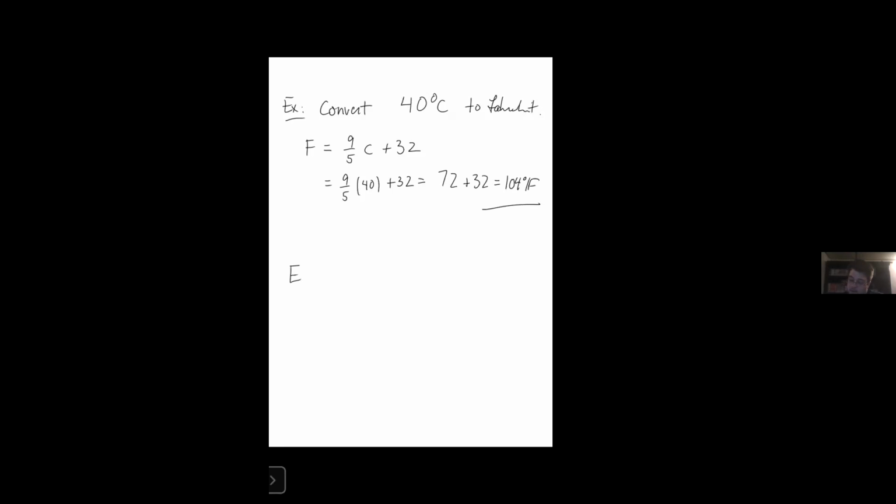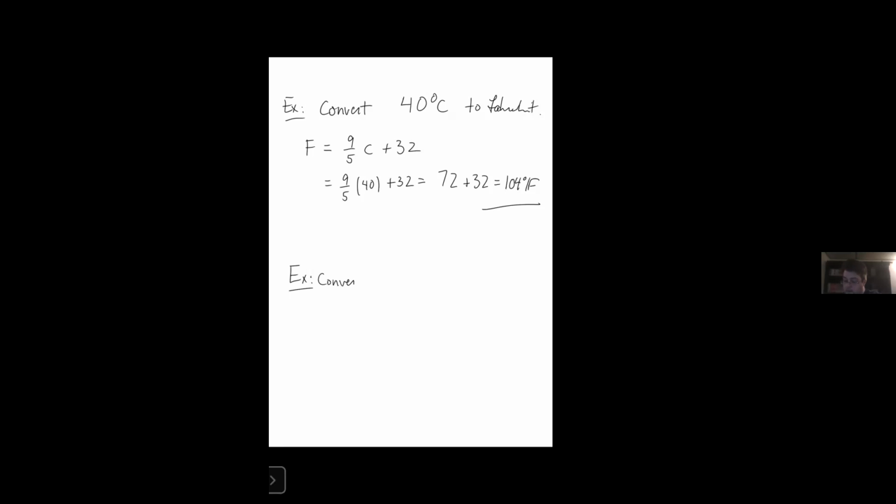Let's just convert the other way now. With the other way, you could do Fahrenheit on the x-axis, Celsius on the y-axis, and get an equation C in terms of F. Or you could solve this F equals 9/5 C plus 32 for C. You'd get C equals 5/9 of all of F minus 32. Or you could just substitute a Fahrenheit in for F and solve for C. And I'll do it like that.